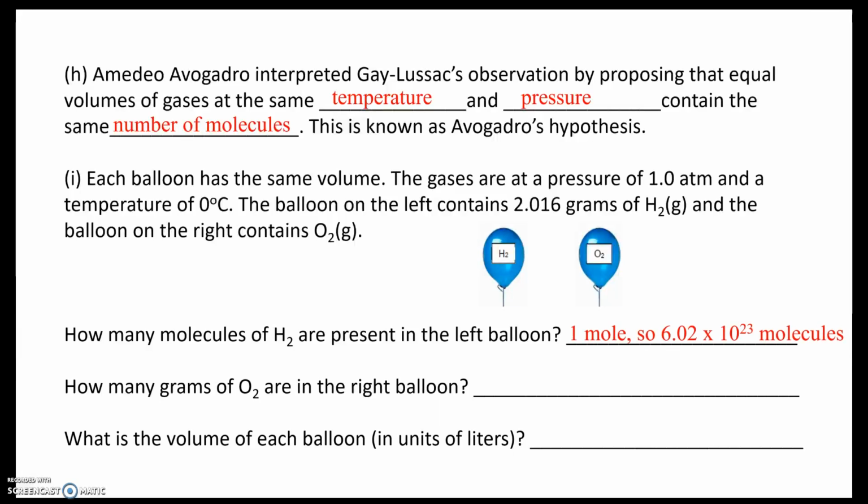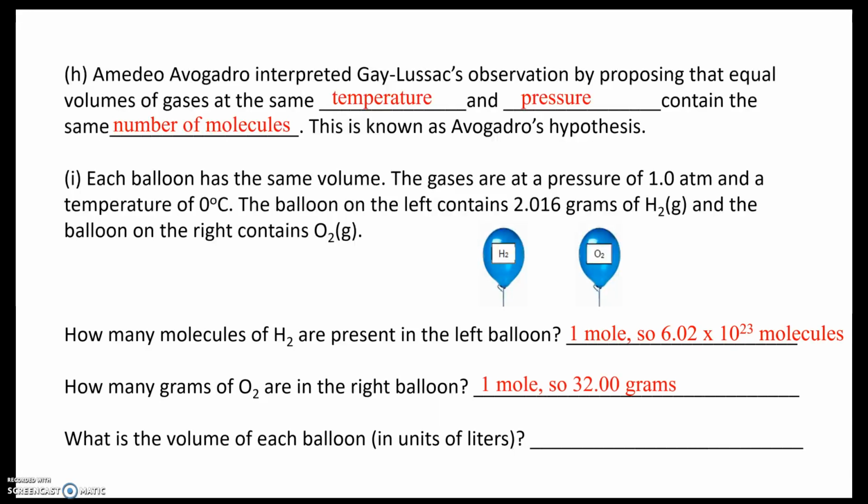And the answer is, well, you can tell because 2.016 grams is really 1 mole. And so if you have 1 mole, you have 6.02 times 10 to the 23rd molecules. So that's how much hydrogen is present. How many grams of oxygen are in the right balloon?